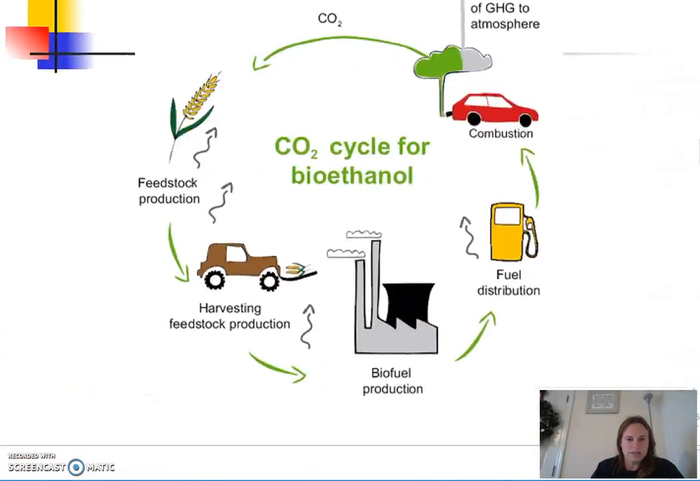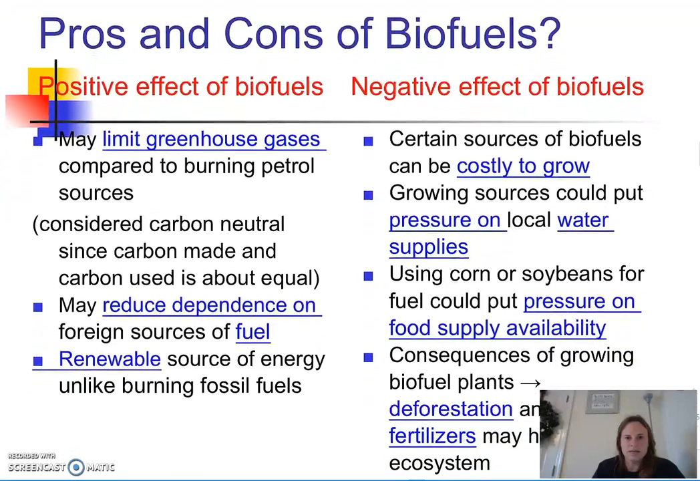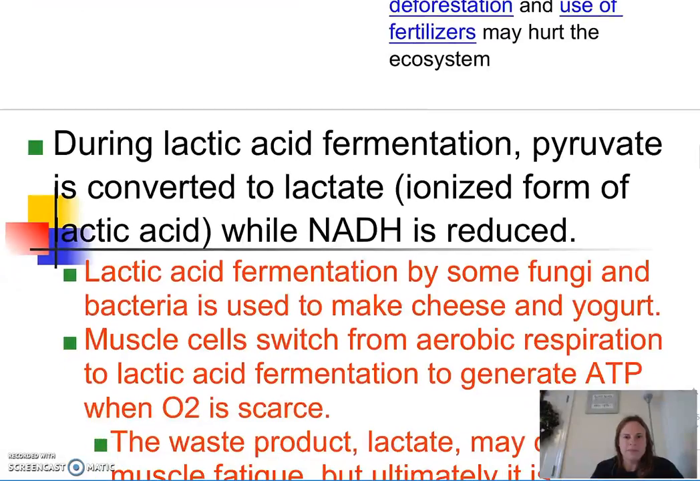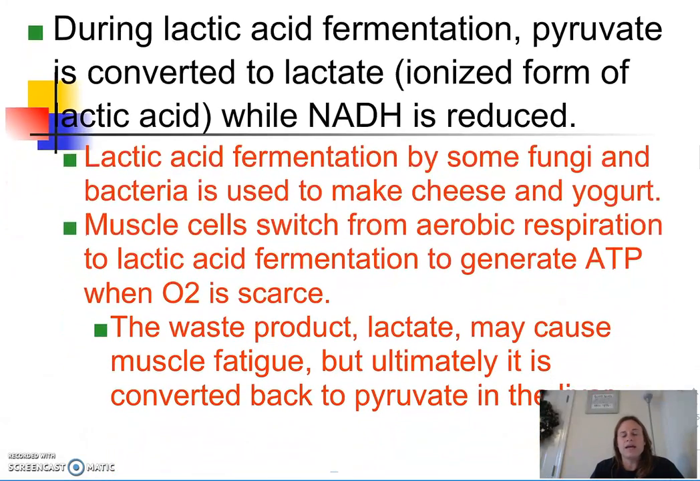So here's a nice little chart of the pros and cons of biofuels, which you guys can read on your own time. The second type of anaerobic respiration, also known as fermentation, is called lactic acid fermentation, where pyruvate is converted to lactate, also known as lactic acid, while NADH is oxidized. So this can happen in some fungi and bacteria used to make cheese and yogurt.